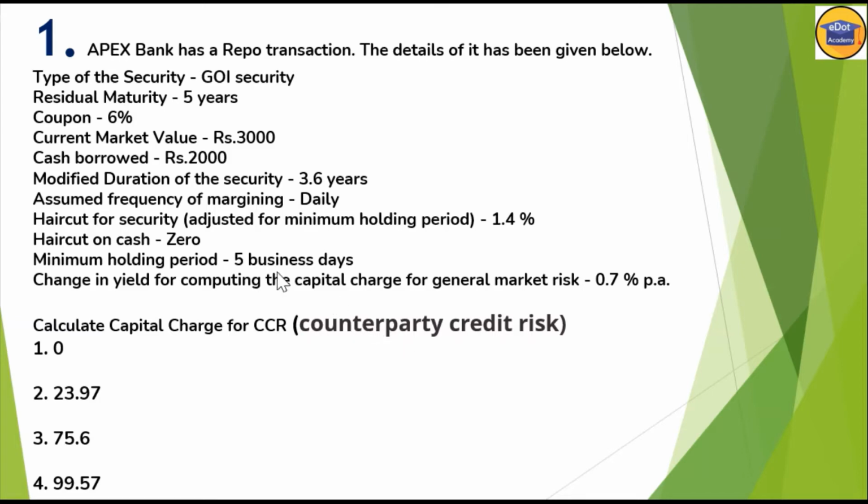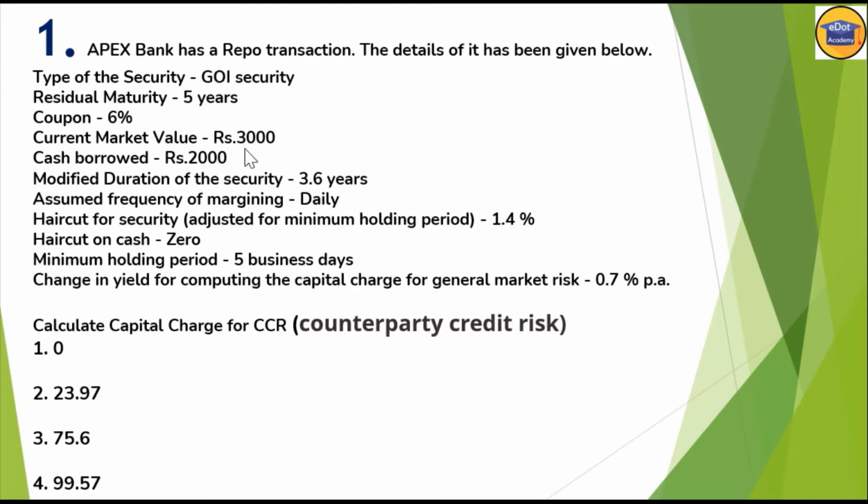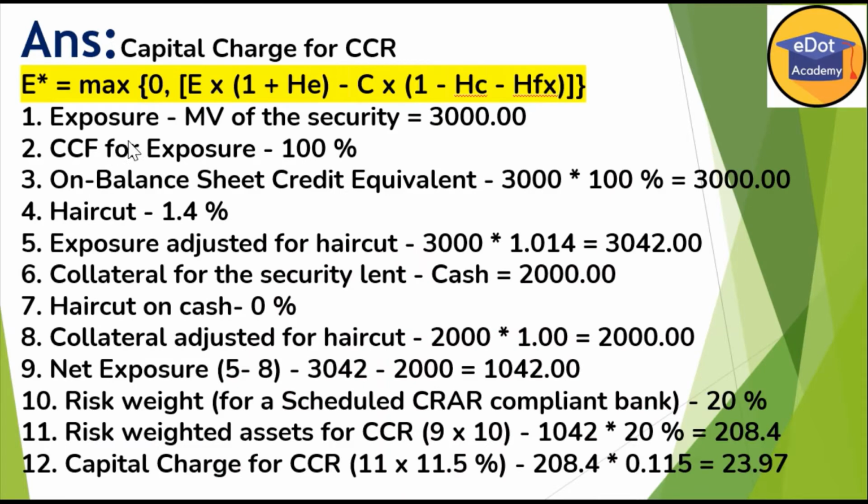So for calculating the capital charge for CCR, we are going to use the formula of haircut. First of all, we have to write the values. We have to understand what values are given here. So maturity value of security, they have given 3000 because bank has given its security to the lending party. Okay, so that they have borrowed the cash, they have taken the cash of 2000. Now, so exposure of 3000 rupees is there.